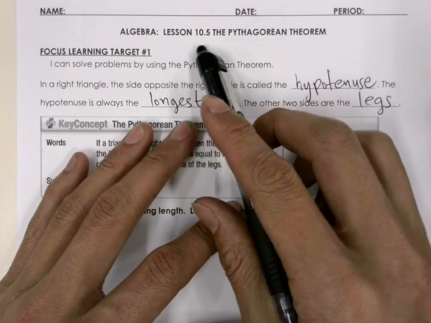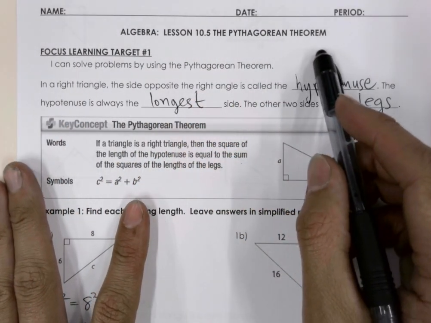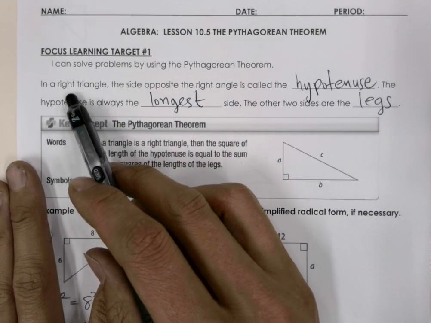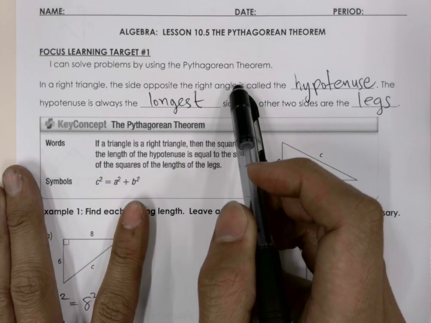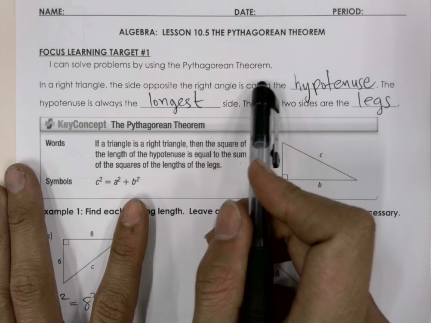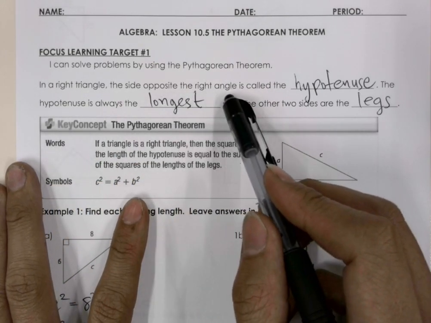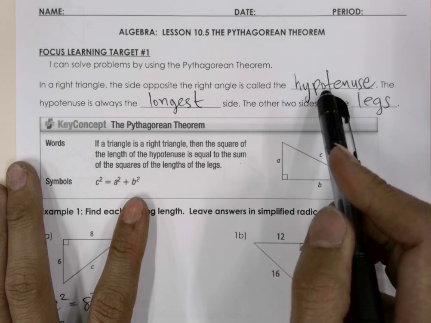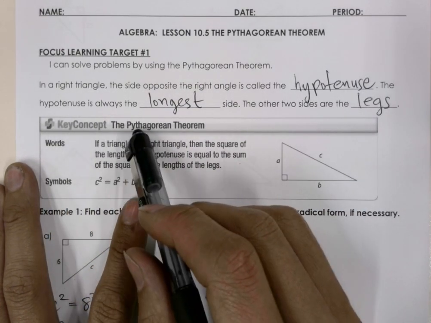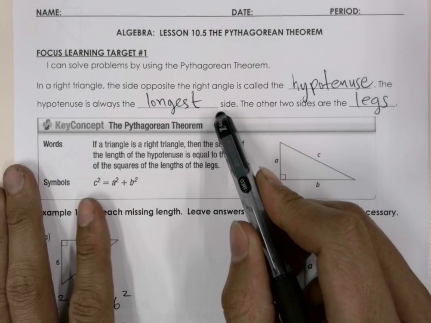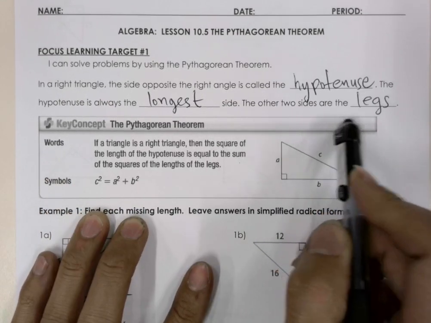We have chapter 10.5, the Pythagorean theorem. Focused learning target: I can solve problems by using the Pythagorean theorem. In a right triangle, the side opposite the right angle is called the hypotenuse. The hypotenuse is always the longest side, and the two other sides are the legs.